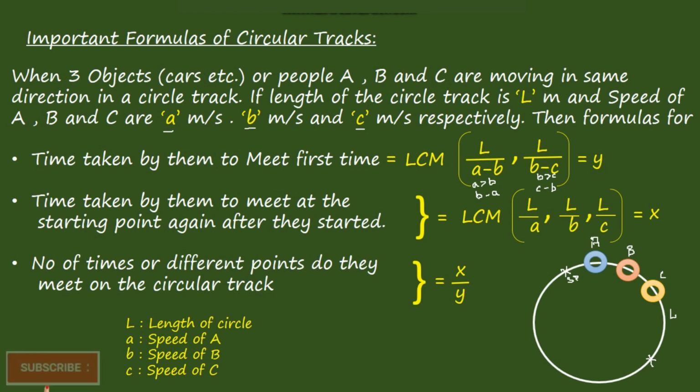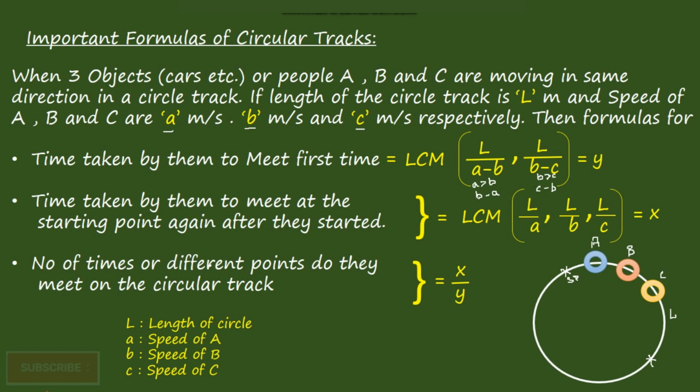Coming to the next formula, the time taken by them to meet at the starting point again after they have started, that is, when they will be meeting at the same starting point. The formula is the LCM of L by A, L by B and L by C. Now come to the next one.